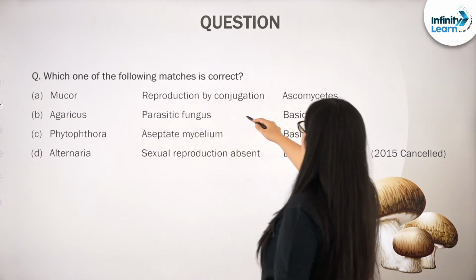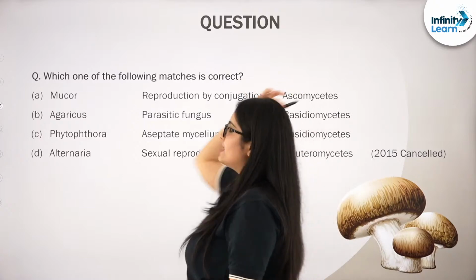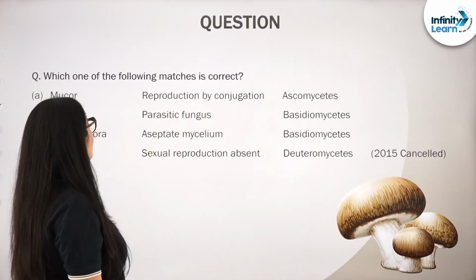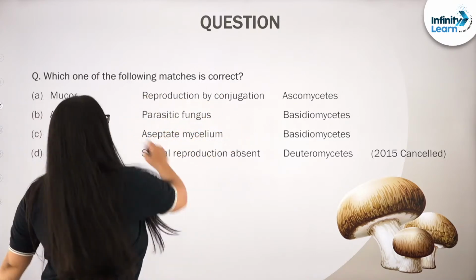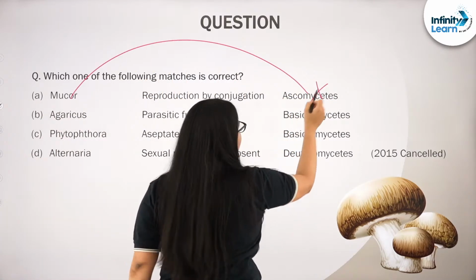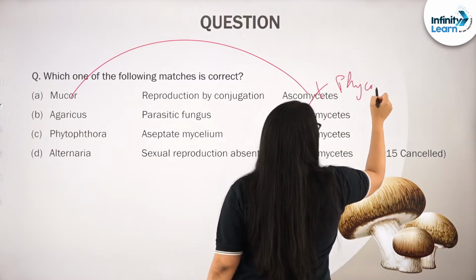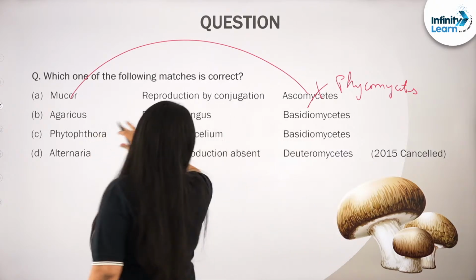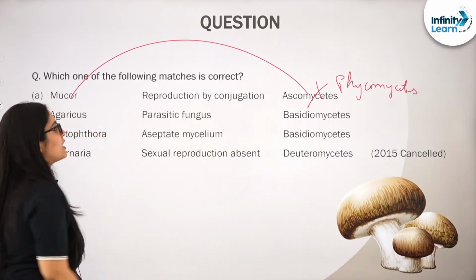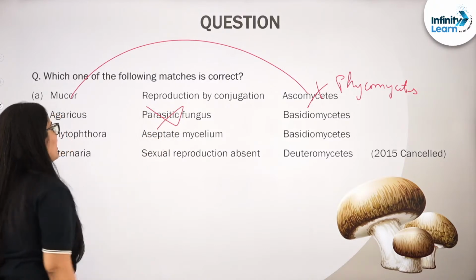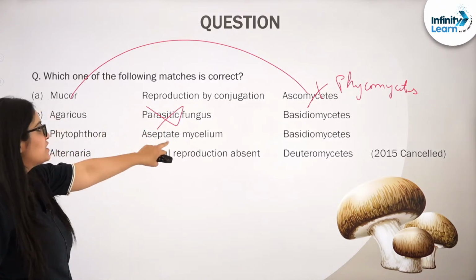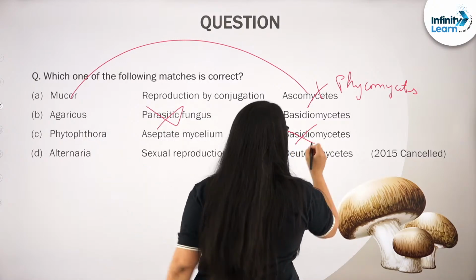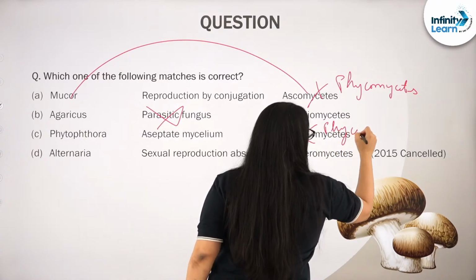Mucor, reproduction by conjugation, and Ascomycetes. Let us consider you do not know whether this point is correct or not, but you know Mucor is not an Ascomycetes. It is a member of Phycomycetes, right? So simply this option is incorrect. Agaricus is a member of Basidiomycetes. We know that, but Agaricus is not a parasitic fungi. Phytophthora, aseptate mycelium, yes, but it is not a member of Basidiomycetes. Phytophthora is a member of Phycomycetes.